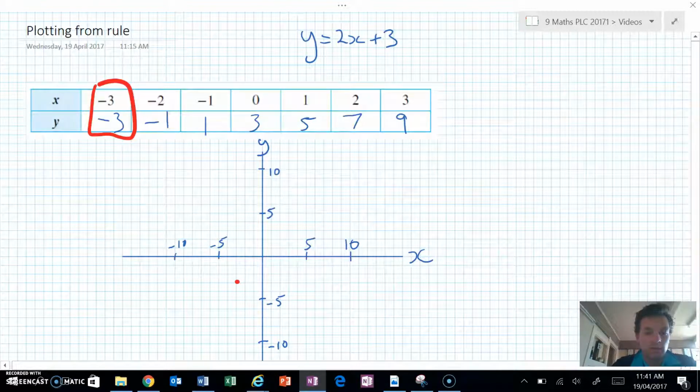Now when x is equal to -2, y is equal to -1. Again, we're putting a point on the graph there. When x is equal to -1, y is equal to +1. So you can see now we've crossed over there that x is a negative and y is a positive. X is equal to 0 and y is equal to 3. Plot that one on there. When x is equal to 1, y is equal to 5. When x is equal to 2, y is equal to 7.